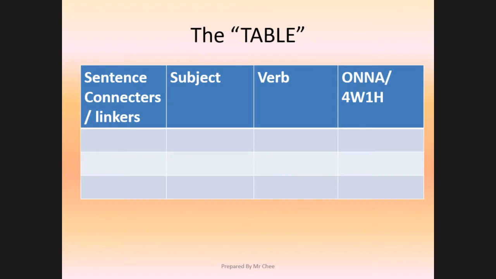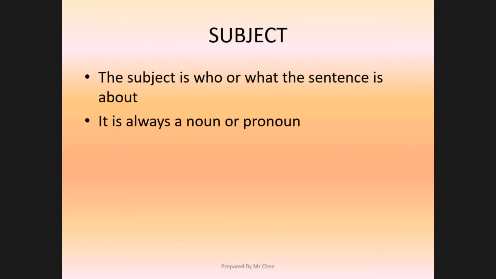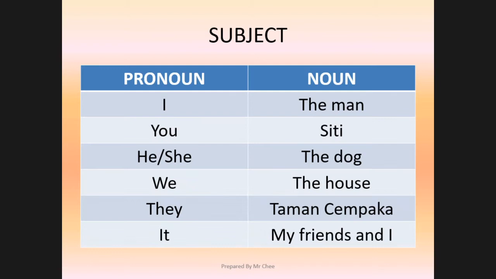Next, let's go to the subject. What is a subject? Let's read. The subject is who or what the sentence is about. It is usually a noun or pronoun. Pronouns: I, you, he, she, we, they, it. Nouns: the man, city, the dog, the house, Taman Cempaka, my friends and I. It is very common because we use it in our daily life.